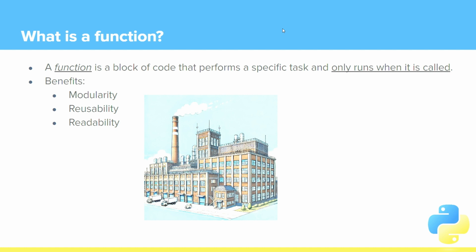If we look at it like a factory, we're telling Python, hey, I have some raw materials or some inputs. I want to run a function that I've written with these inputs. And then we're going to generate some outputs. That's one way to think about a function.